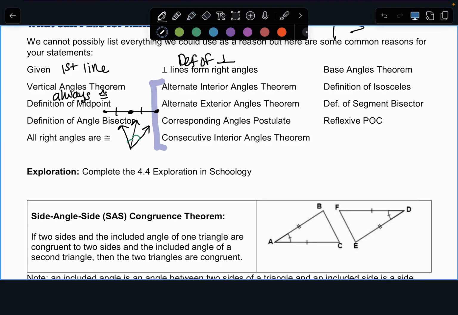So if you're ever saying, okay, I have perpendicular lines and therefore I have right angles, that's your definition of perpendicular. And then we have these four that we talked about last unit. When we have parallel lines, alternate interior angles are what? Congruent or supplementary? Congruent. So that's your alternate interior angles theorem. Same thing for exterior. When you have parallel lines, your alternate exterior angles are congruent. Corresponding angles are congruent when you have parallel lines. And consecutive interior angles are supplementary. So you have to know the angle relationship and write the word theorem behind it and use it to show congruence or supplementary.